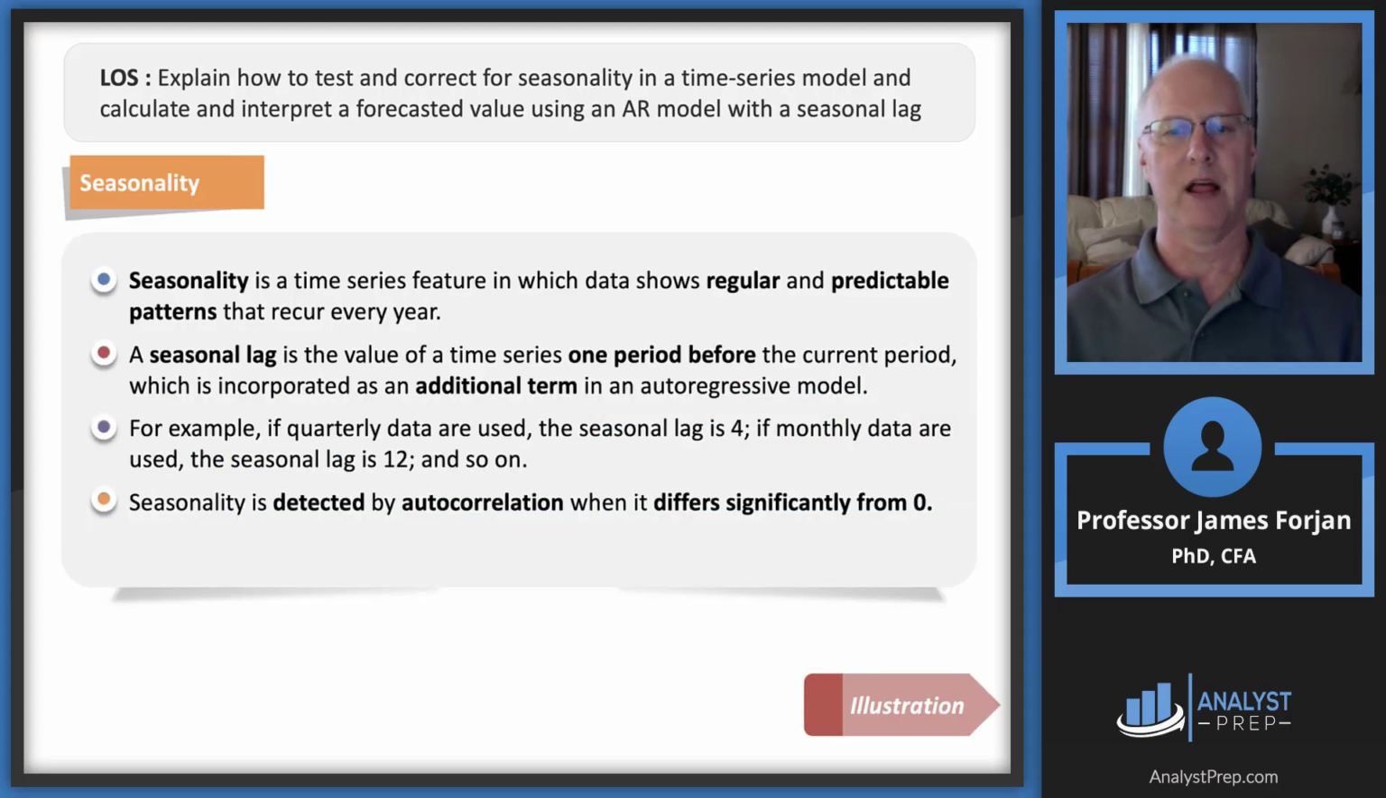All right, how about seasonality? I mentioned this a bunch of slides ago. Remember we had that xt minus 4. So seasonality is a time series feature in which data shows regular and predictable patterns. What did I say to you? You know, snow shovels during the wintertime. That makes perfect sense. Yes, so seasonality is detected by autocorrelation when it differs significantly from 0.